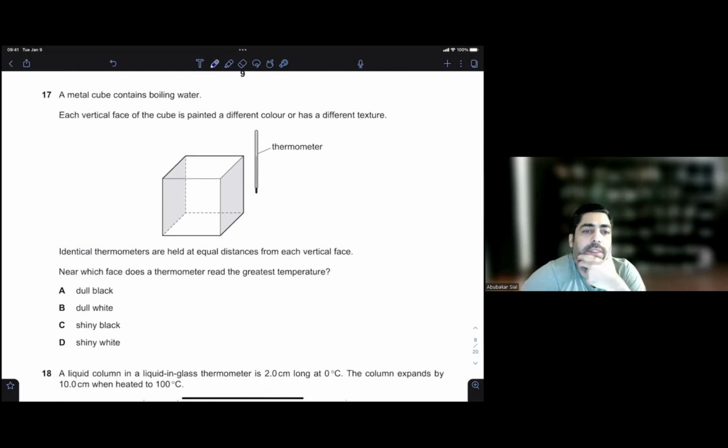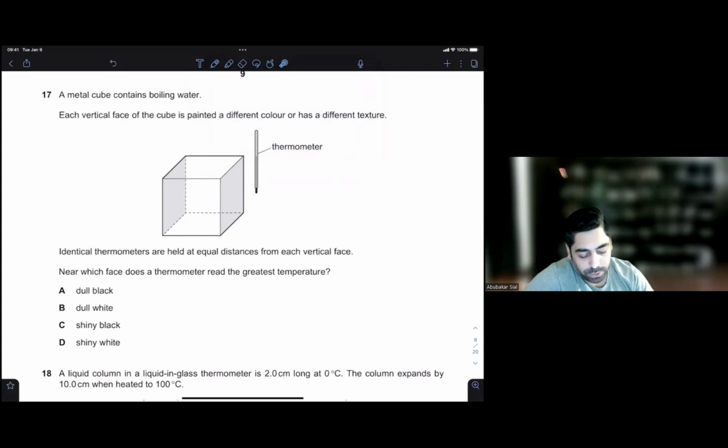17th, we have a cube and a thermometer. So what does it say? That each vertical face of the cube is painted a different color or has a different texture. Identical thermometers are placed at equal distances from each vertical face. So near which face does a thermometer read the greatest temperature?